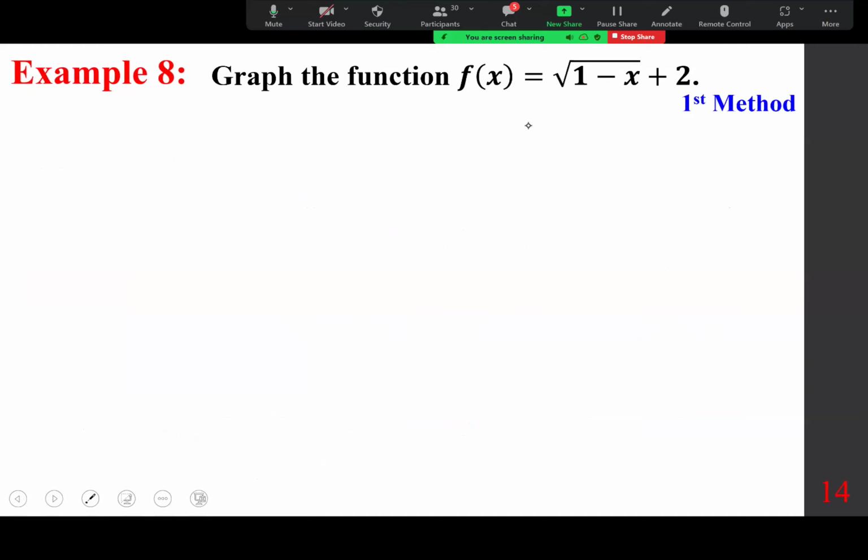Let's combine them. Let's look at something a little bit more interesting. F of x equals square root of 1 minus x, plus 2. So what I want to do, I want to show you two different methods, so you see how we approach them. You can do either one. Of course, we start with the basic function y equals square root of x. This, we should know the graph looks like that.